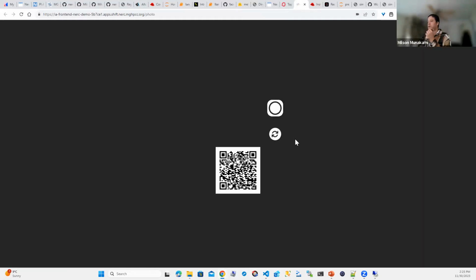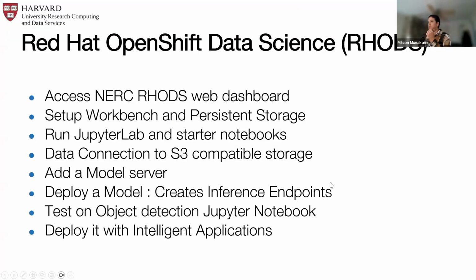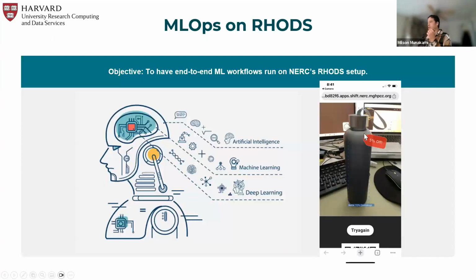So the front-end interface is just going to browse the video camera, or you can use the QR code to upload your image. And once that is uploaded, it will generate the result like this. So it's the same thing like we saw on the Jupyter Notebook file, but instead of using the notebook, it's going to use the web interface. Yeah, so this shows the end-to-end machine learning workflow that can be done on the RHODS setup.